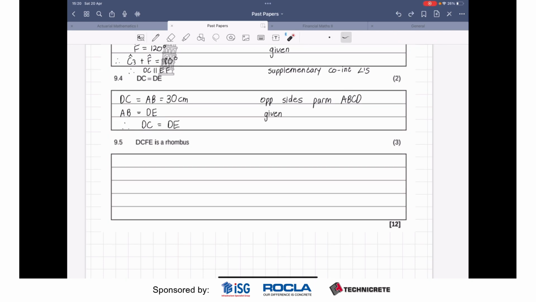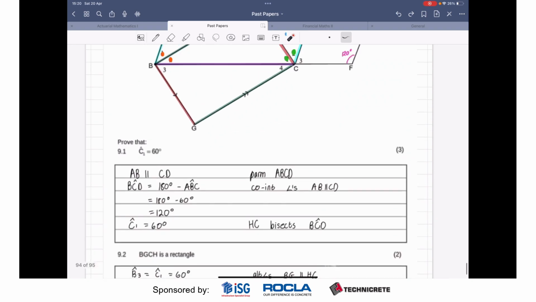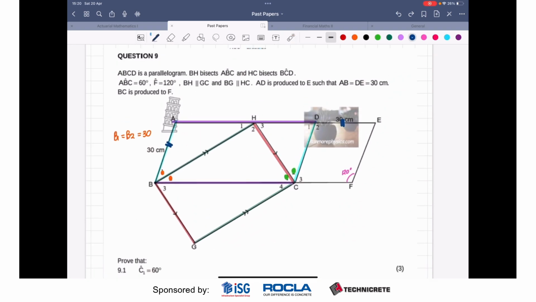Then finally, we're asked to prove that DCFE is a rhombus. So we just found out that DE was equal to DC, we've just proved that. And we know that this line must be parallel to this line because these lines DE and CF are just extensions of this parallelogram ABCD. So these are parallel. We proved earlier that these were parallel, so I know that DECF is a parallelogram. Then I've proved that DC is equal to DE, so the adjacent sides are equal, and that's the further step that I need to prove that a parallelogram is a rhombus.